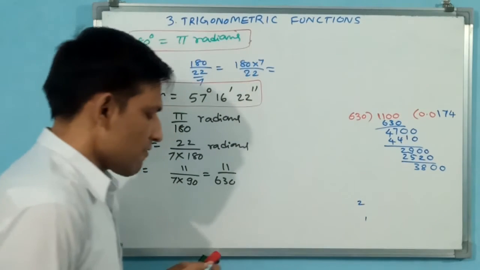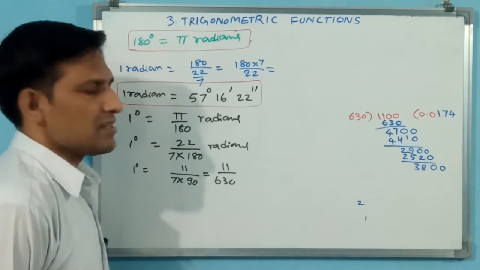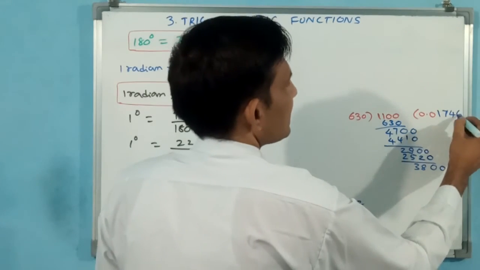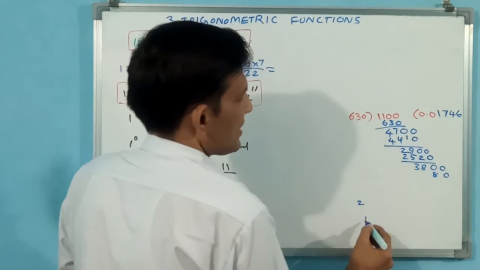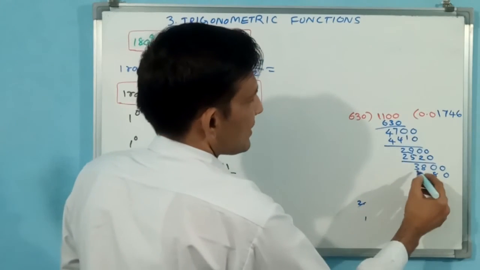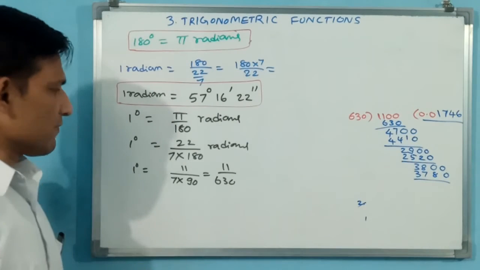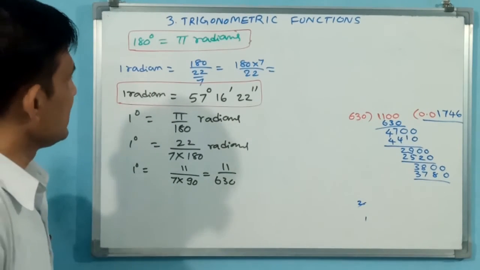3800. Now also you see 6 sixes are 36, 6 sevens are 42. 6 sixes you can take. 6 threes are 18, 1 is there. 6 sixes are 36 plus 1, 37. Now you can stop here. 0.01746.